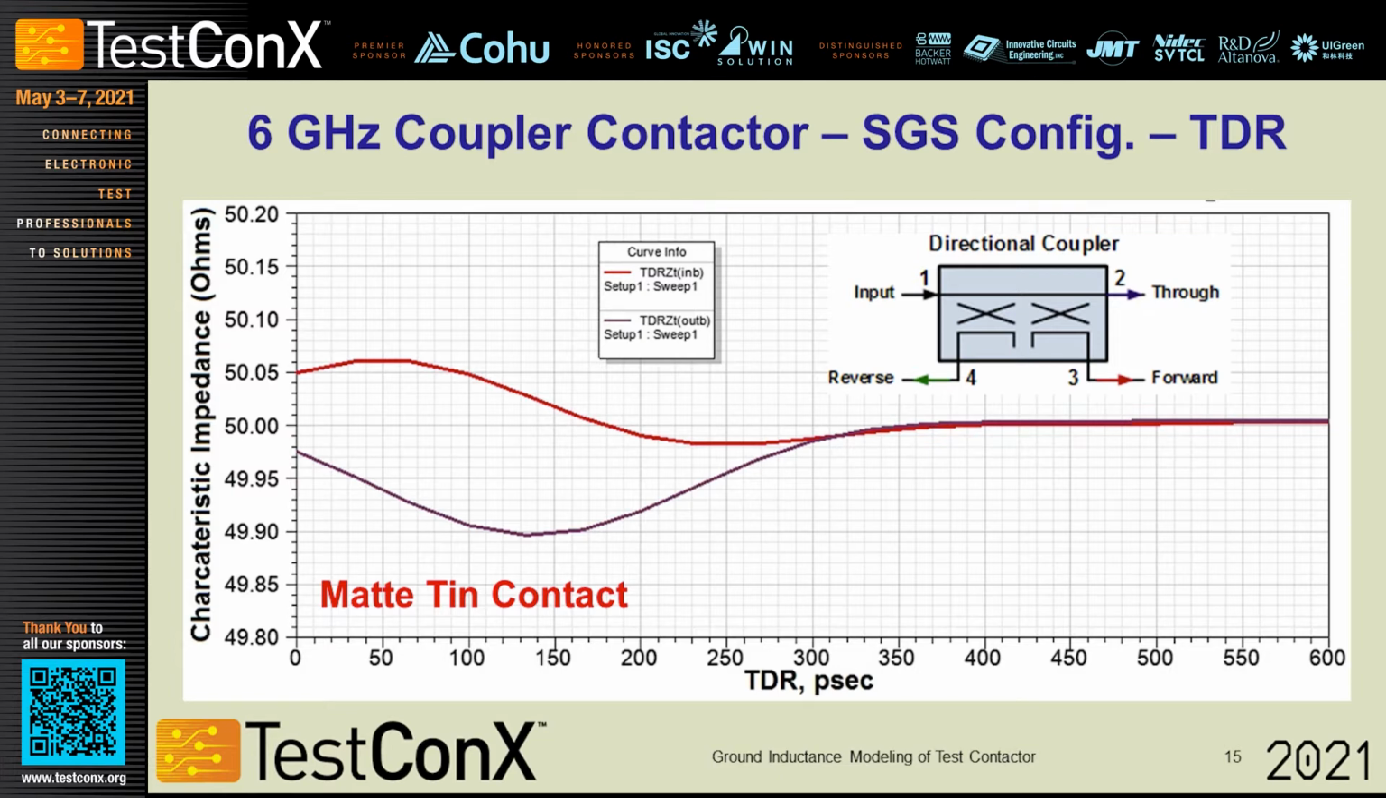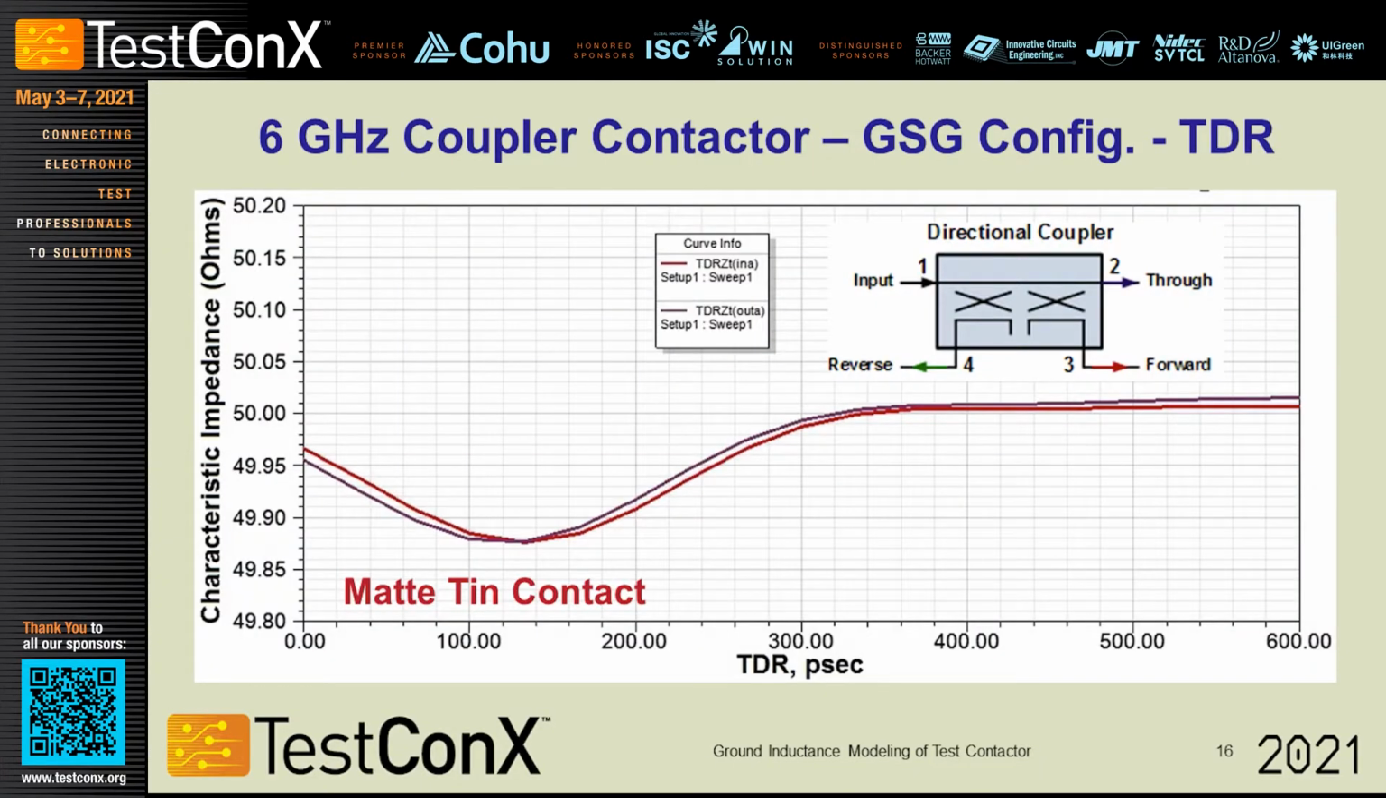Now, if you take that same configuration with the same pad sizes modeled up in a ground signal ground, because there are two grounds close to the signal, you would expect the TDR plot to decrease a little bit. And sure enough, from this plot, you can see that on both traces the impedance is a little bit less than 50 ohms. It's still really good. It's less than basically 0.15 ohms from 50 ohms, so it's really close to 50 ohms. And so the return loss would still be very good.